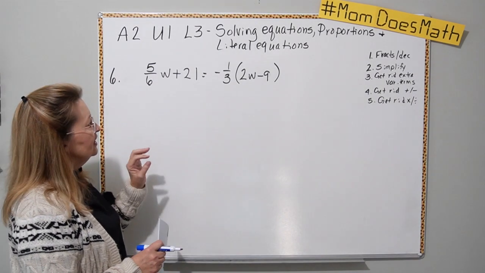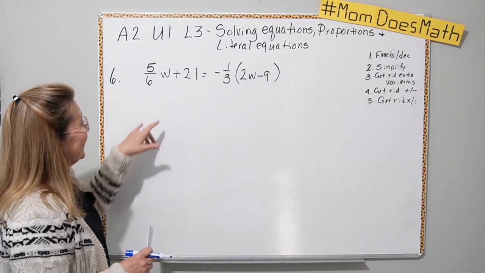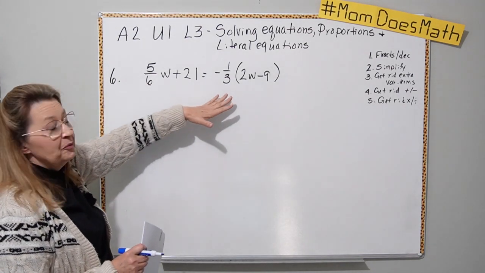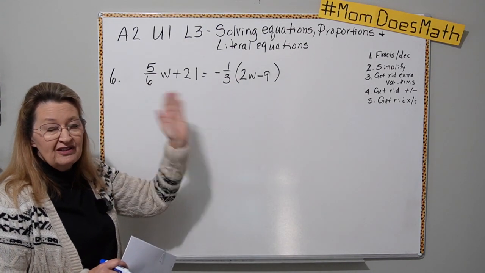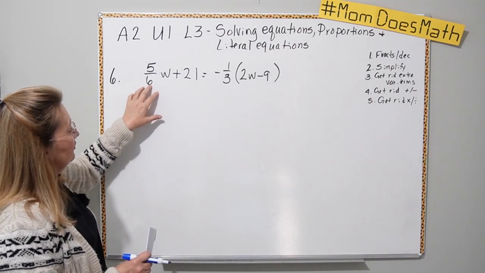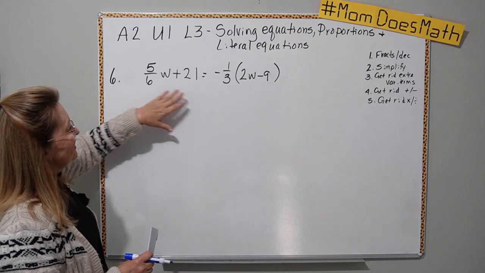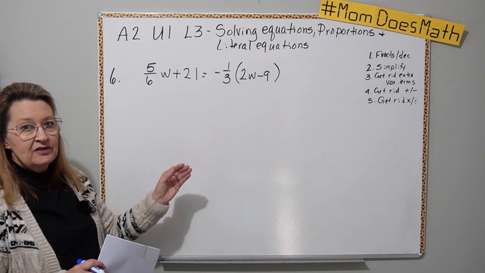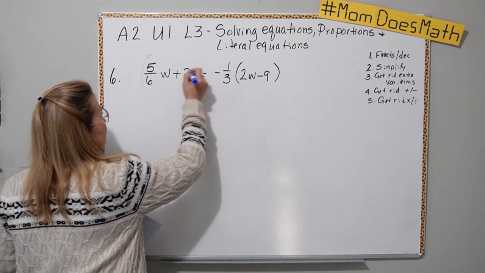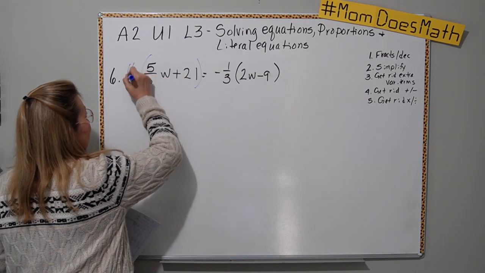Okay, here's number 6. We got some fractions again, and I see that I have a 6 and a 3 for a denominator, so this is a prime candidate for let's just go ahead and get rid of those fractions. The least common multiple between 6 and 3 is going to be 6. So I'm going to multiply both sides of this equation by 6.